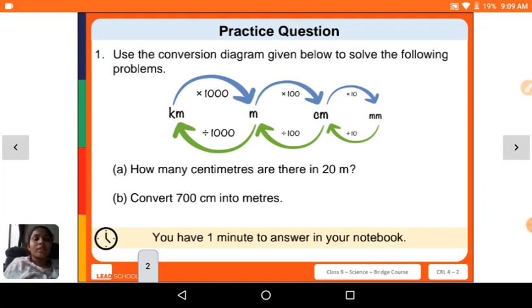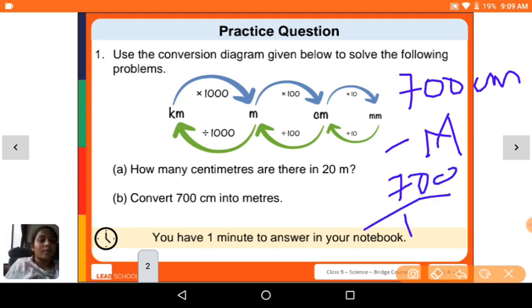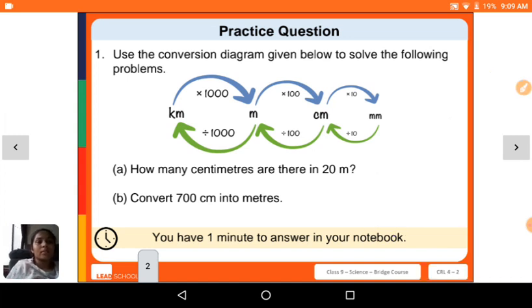Convert 700 centimeter into meter. Now it is saying to convert 700 centimeter into meter. So the relation between centimeter and meter: 700 centimeter into meter, we divide it by 100 here. So 700 divided by 100, which is 7 meter. 700 centimeter is 7 meter. Right? Got it, guys? If you have any doubt, please feel free to call me.